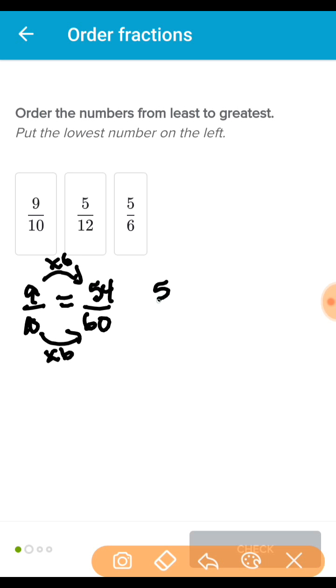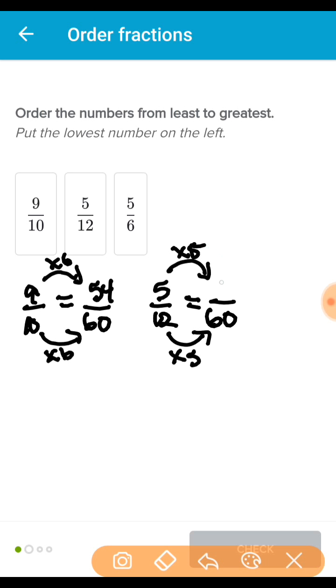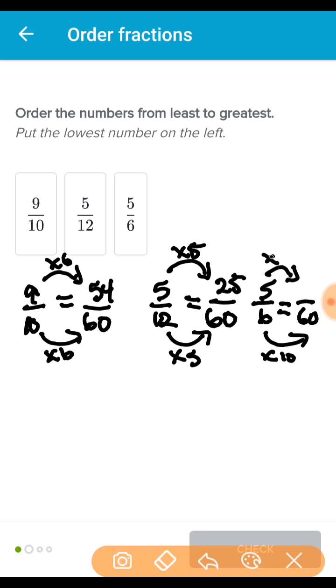If I take 5 over 12, to make an equivalent fraction with a 60, I multiply 12 by 5 to get 60, so I have to multiply 5 by 5 to get 25. And then 5 over 6, to make that a 60, I have to multiply 6 by 10 to get 60. So I have to multiply 5 by 10 to get 50.